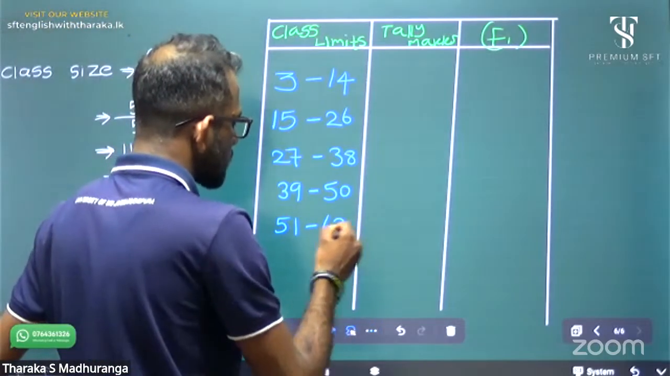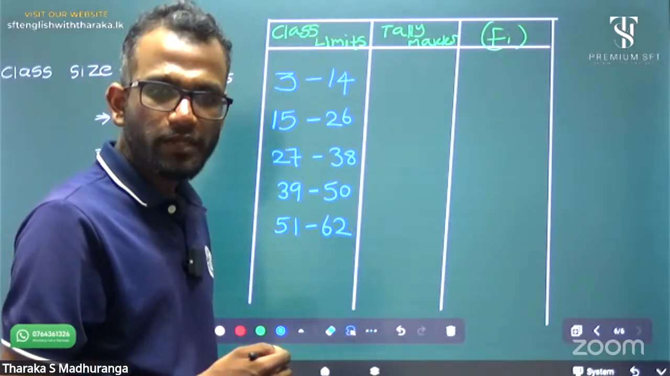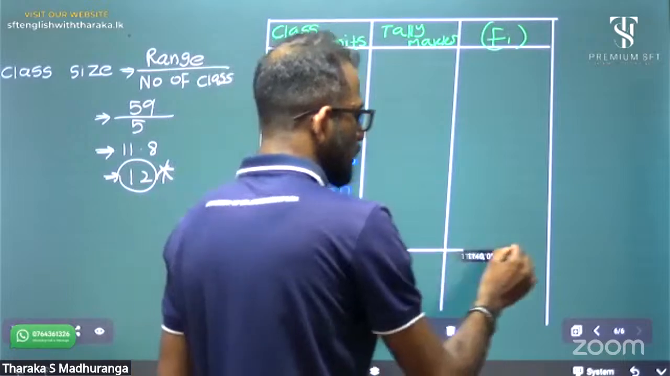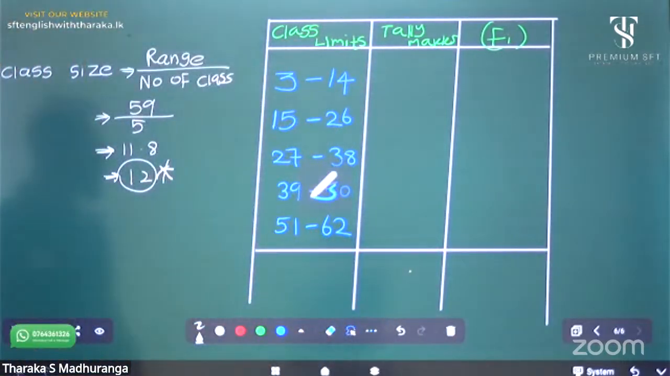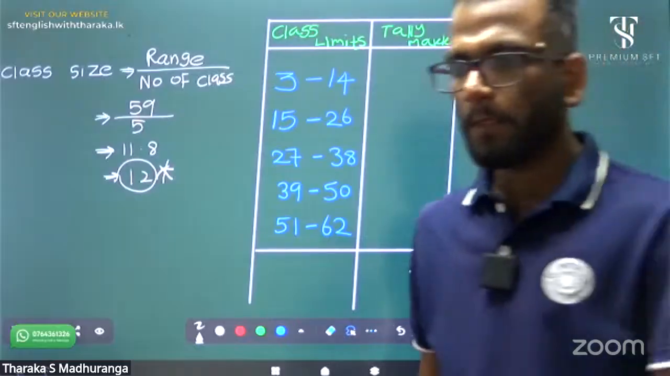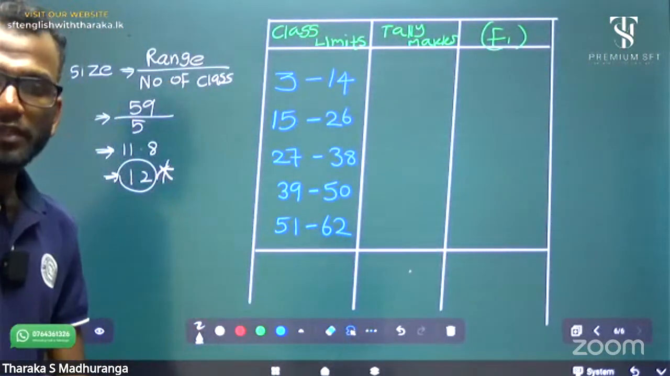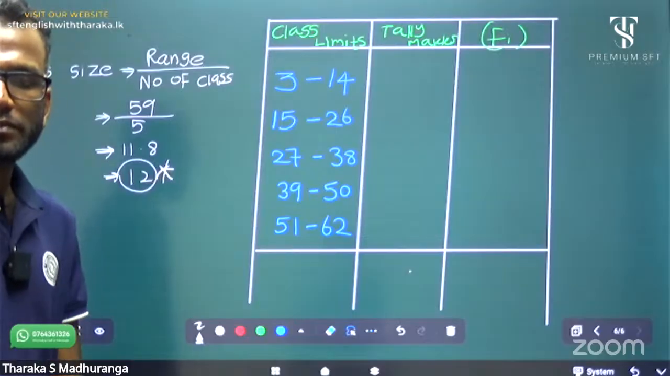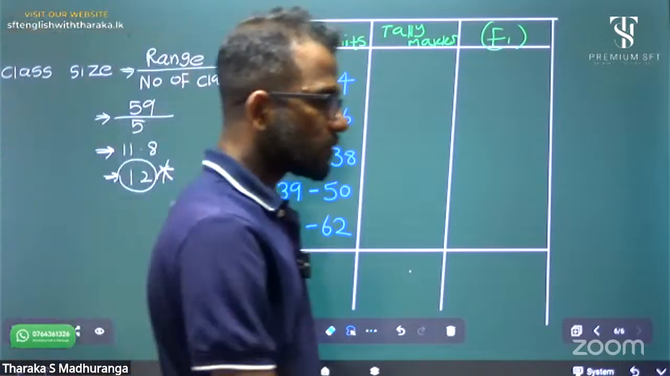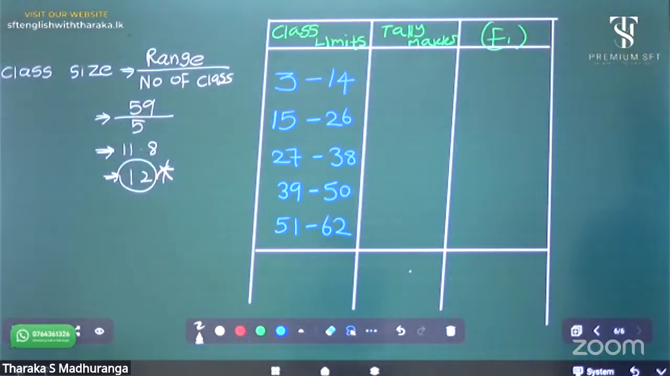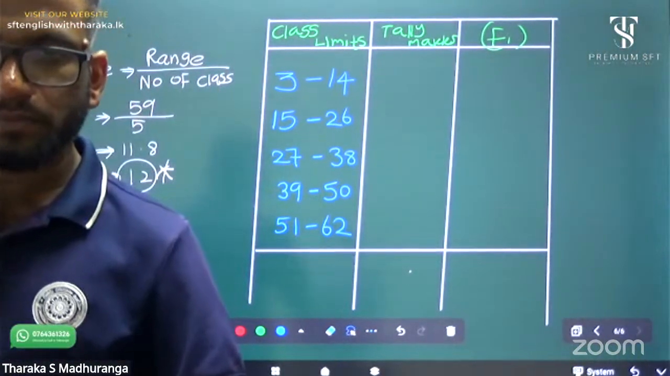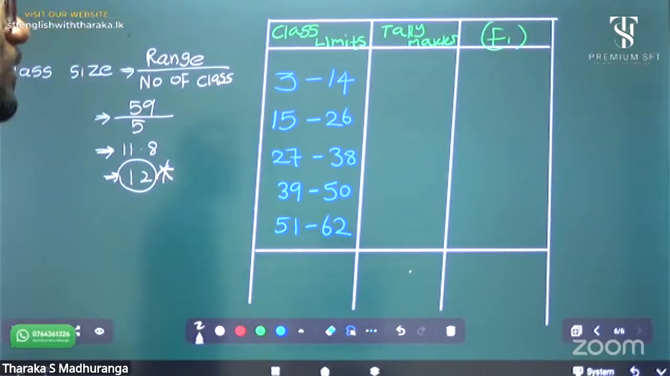62. What's the maximum value? 62, right? Then no issue. I got only 5 groups, 5 classes. But they want Ranga. Fatima. Abir. Now easy.